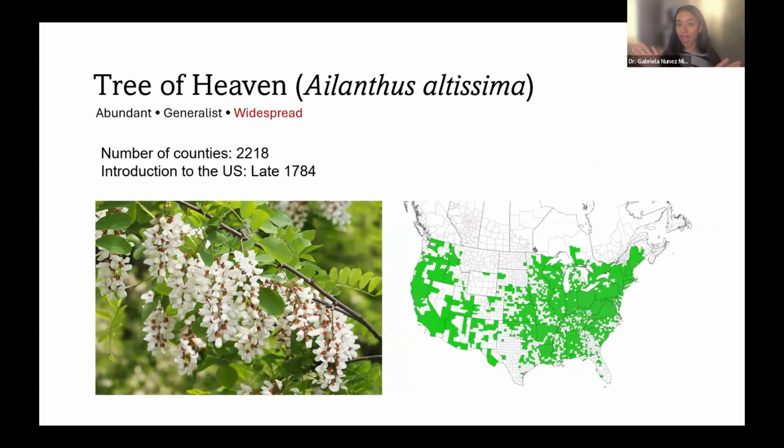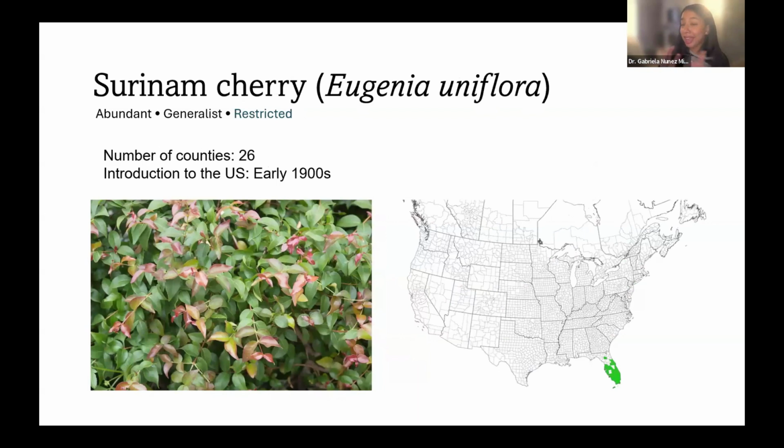So just to really establish this idea, let's compare these two species. We've got tree of heaven, which is abundant, a generalist, and widespread, right? It's found in over 2,000 counties across the United States. It was introduced in the late 1700s. But then we have another invader like Suriname cherry, which is also abundant, also a generalist, so successful in two dimensions, but it has, as you can see in the map, quite a restricted invasive range as well.